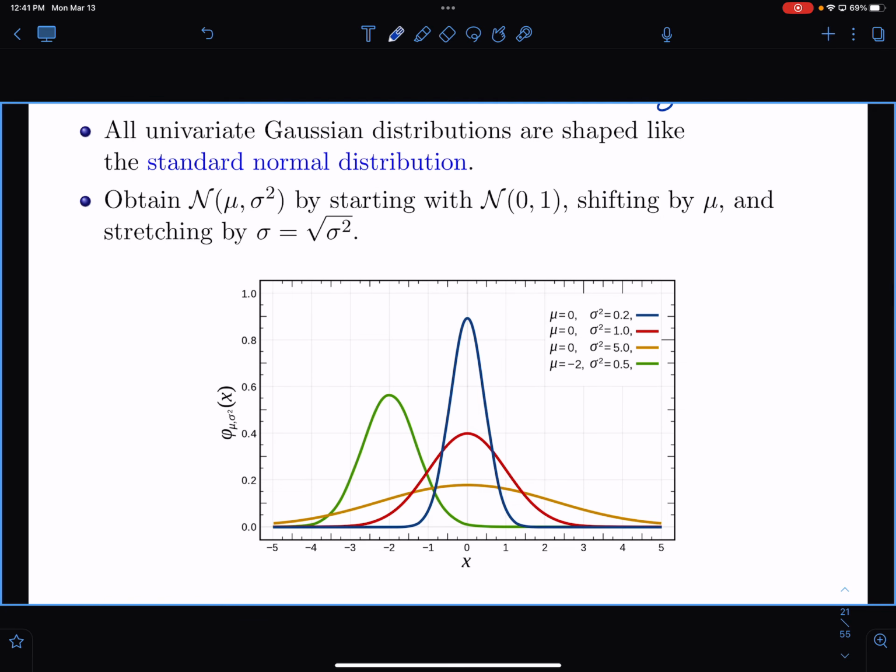For instance, the red curve is the standard univariate normal distribution. If you look at this blue curve, it's scaling the variance. So in general, sigma squared is a variance, and sigma we refer to as a standard deviation.